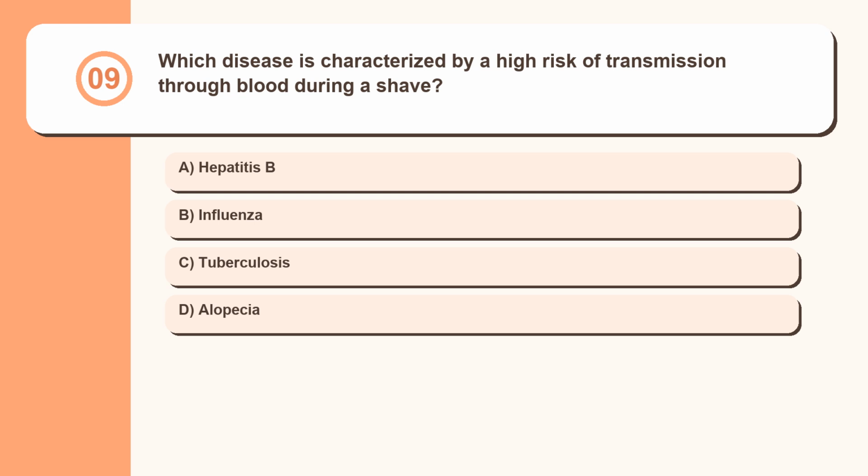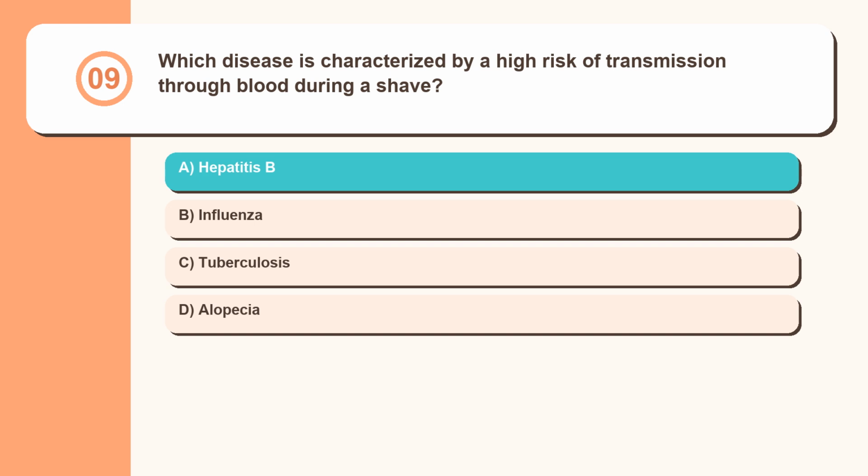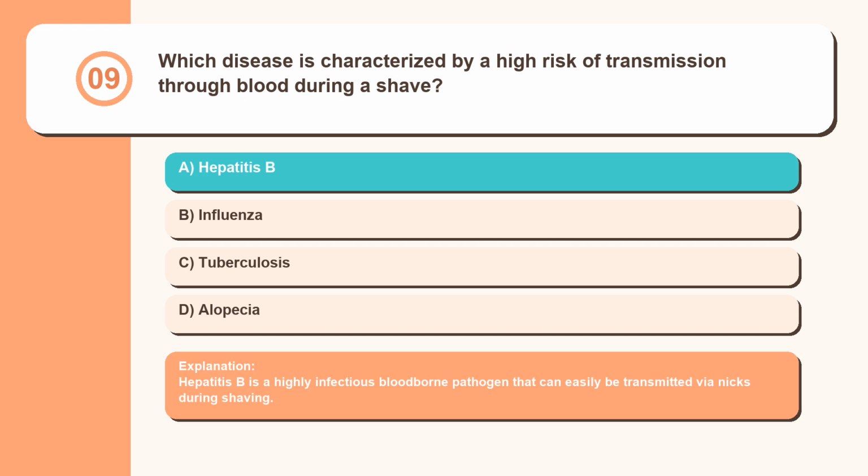Question 9. Which disease is characterized by a high risk of transmission through blood during a shave? Hepatitis B, influenza, tuberculosis, alopecia. Hepatitis B is a highly infectious bloodborne pathogen that can easily be transmitted via nicks during shaving.